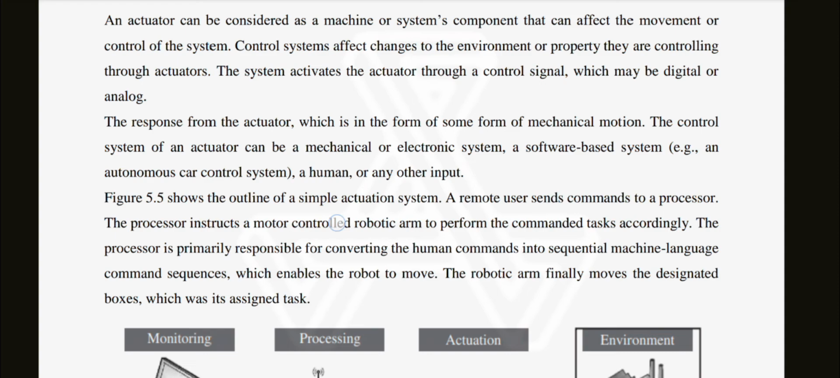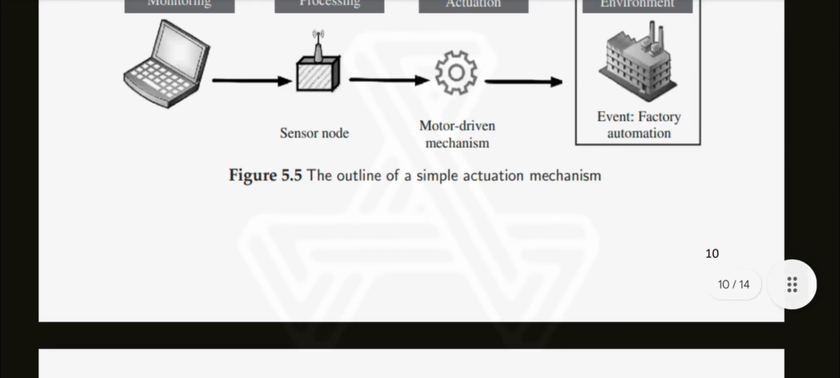Monitoring, processing, actuation, environment. Monitoring by monitor and processing by sensor node, actuating motor driven mechanism, environment, factory automation. The outline of a simple actuation mechanism.